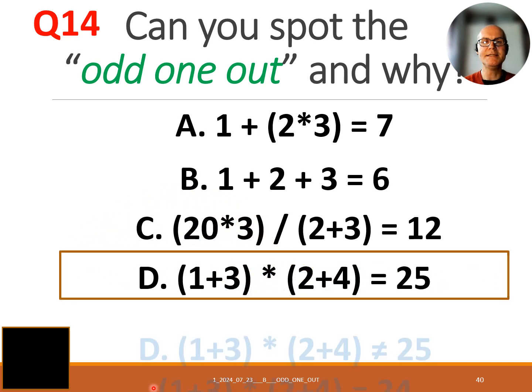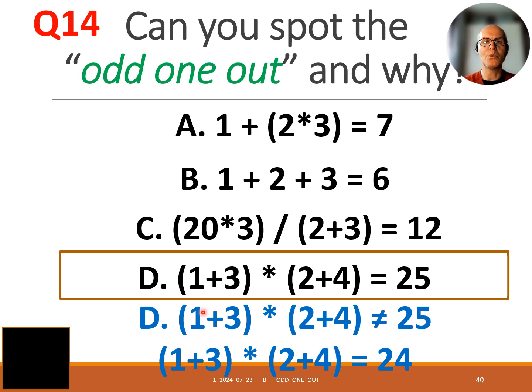The answer is D, because 1 plus 3 in brackets times 2 plus 4 in brackets does not equal 25. 1 plus 3 in brackets is 4. 2 plus 4 in brackets is 6. 4 times 6 is 24, not 25.